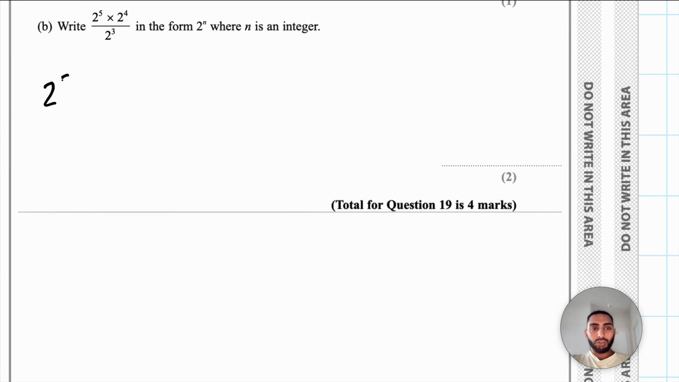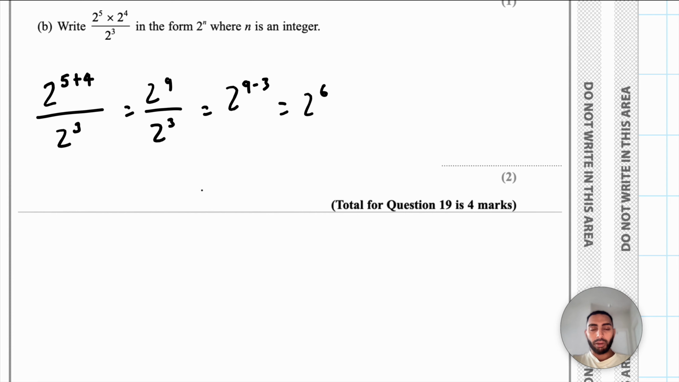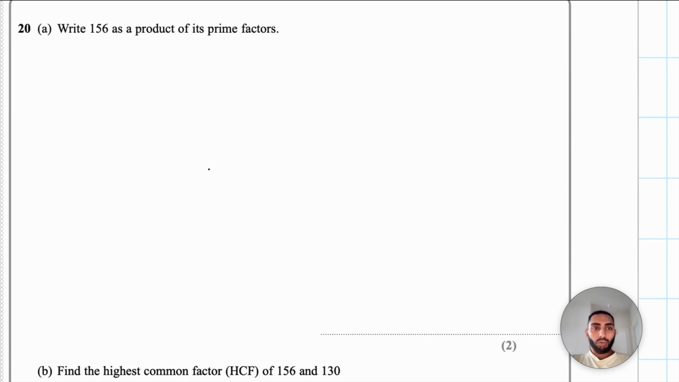So I'm going to do 2 to the power of 5 add 4. That's being divided by 2 to the power of 3, and 5 add 4 is 2 to the power of 9. Then I've got this divide by 2 to the power of 3. So when I'm dividing and I have the same base, I just take away the powers. So I'm doing 9 take away 3. So it's 2 to the power of 9 take away 3, and 9 take away 3 is 2 to the power of 6.